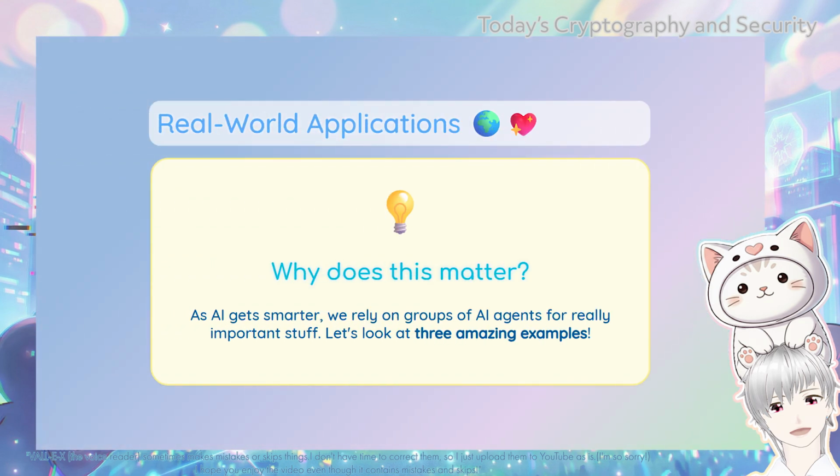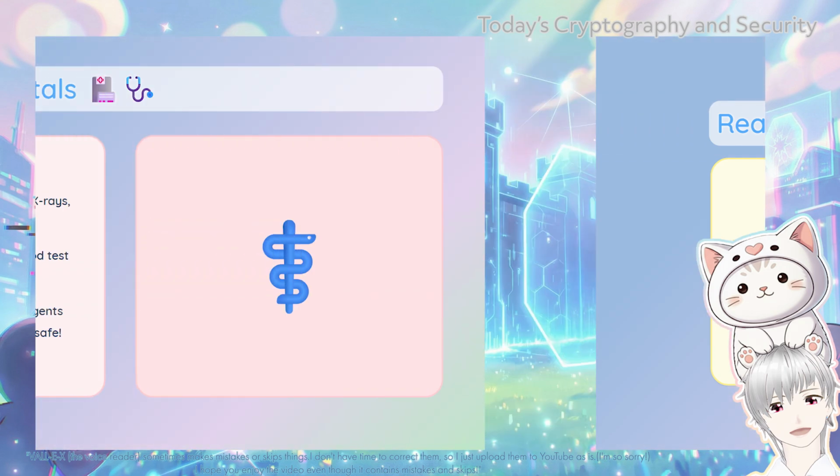Now you might be wondering, how does this apply to our everyday life? Well, as AI gets smarter and more integrated, we are going to rely on groups of AI agents for really important stuff. And the paper gives 3 specific application examples to show how this technology and the concepts discussed in this paper could be applied in the real world and what amazing impact they might have.